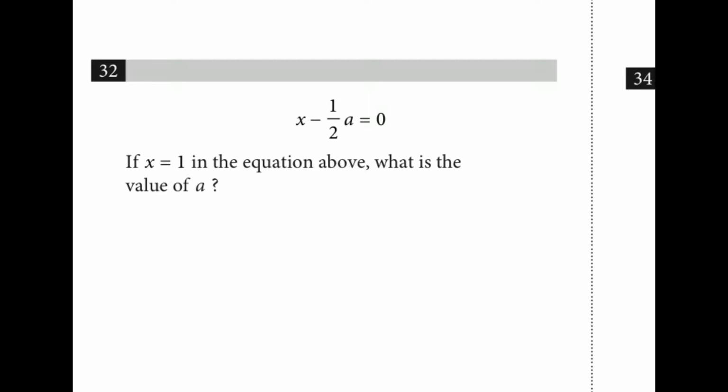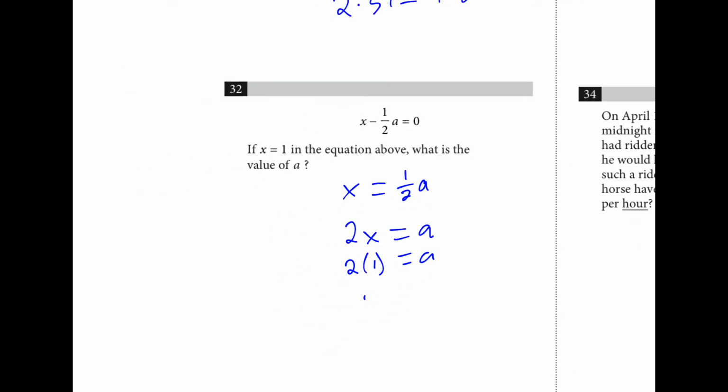Number 32, a couple different ways to solve this. Let's say that we added 1/2 a to both sides. And let's say we multiplied by 2. We're also told that x is 1. The answer is 2.